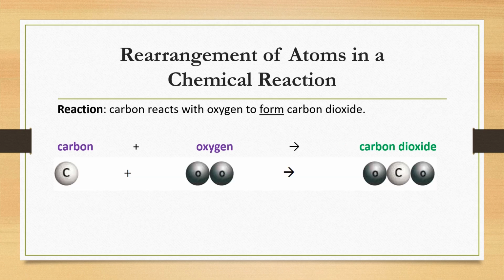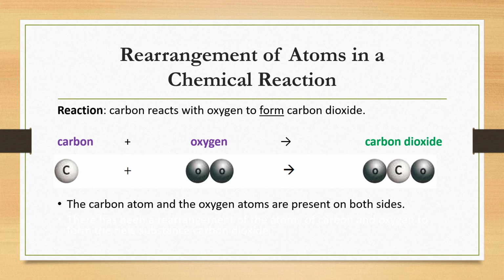As you can see, an atom of carbon is represented by a sphere labeled C. Oxygen is a diatomic element and has formula O2. Therefore, it is represented by two spheres labeled O joined together. Carbon dioxide has formula CO2 and is represented by a carbon atom attached to two oxygen atoms.